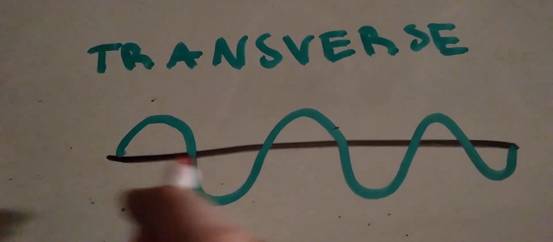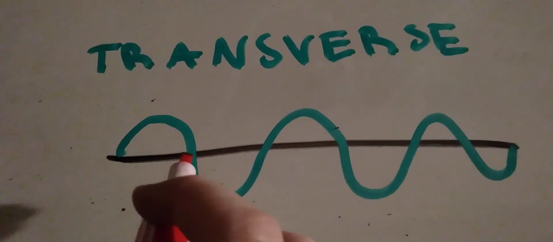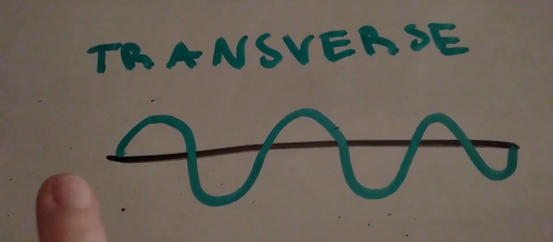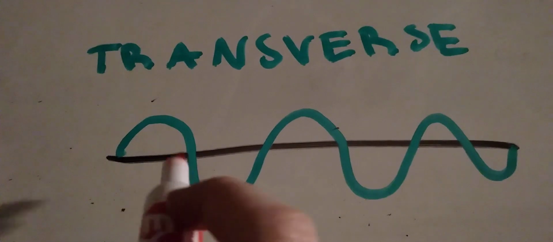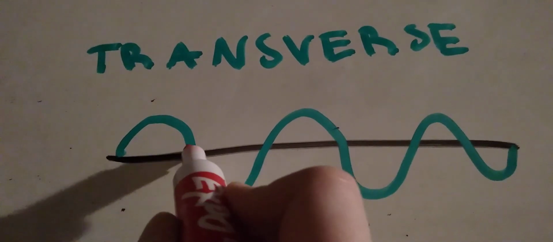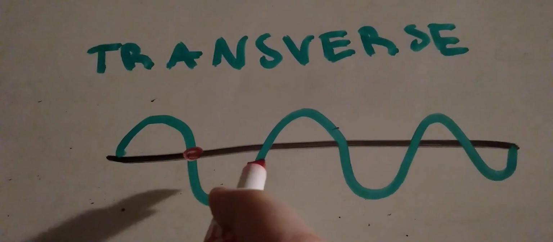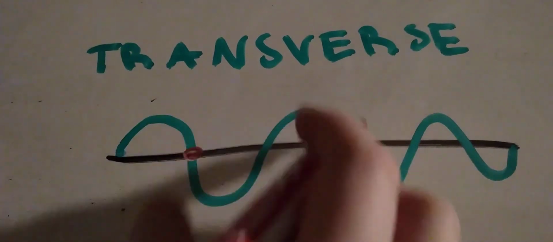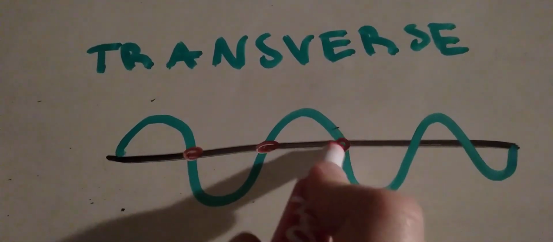Here is the equilibrium, where everything is even and everything is zero. The parts of the wave that meet equilibrium are called nodes. And as there are many waves, there's going to be a bunch of nodes.